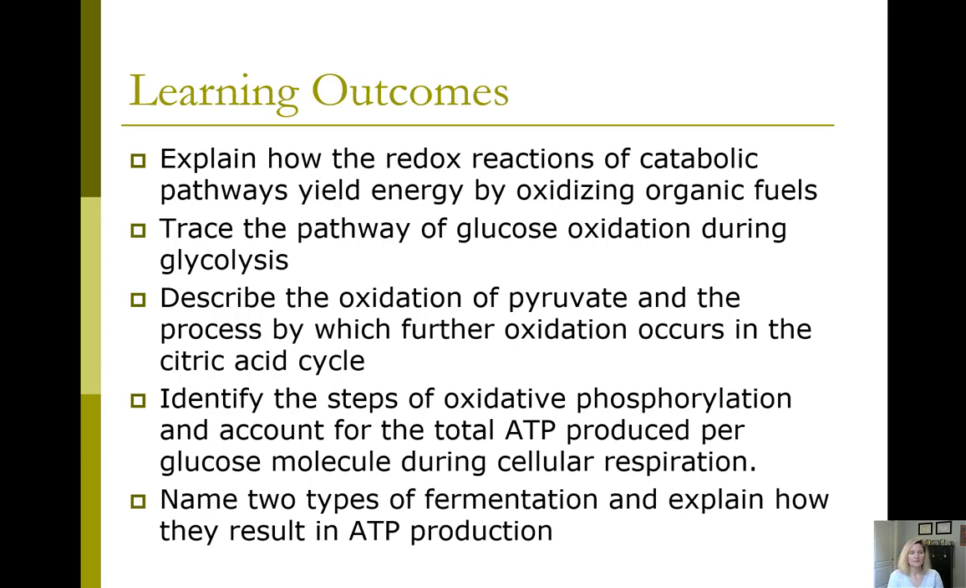We're going to talk about redox reactions, which we addressed last week, just a brief overview of that. And then we're going to trace the pathway of glucose oxidation during a process known as glycolysis. Then we'll see how that pyruvate is further oxidized in the citric acid or Krebs cycle. Then we'll talk about the steps of oxidative phosphorylation, where the majority of the ATP is produced per glucose molecule. And then we'll talk about the two main forms of fermentation, one that can occur inside our own cells and one that some microbes like yeast use in order to get their energy.